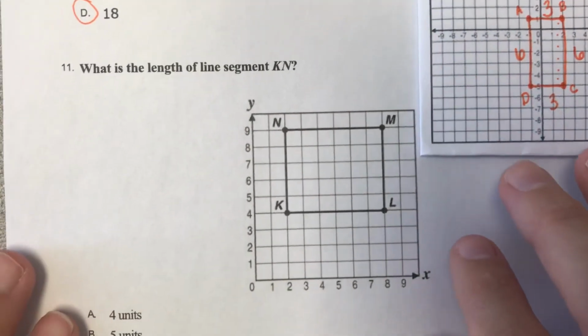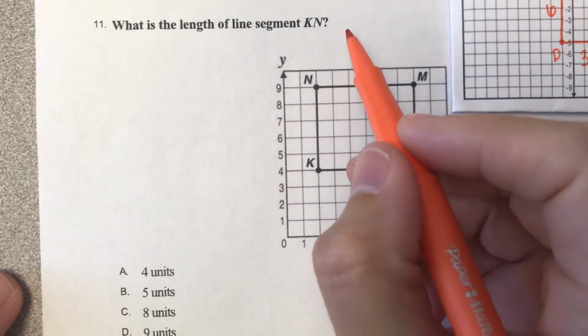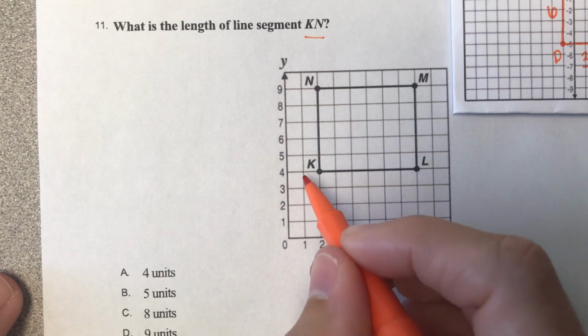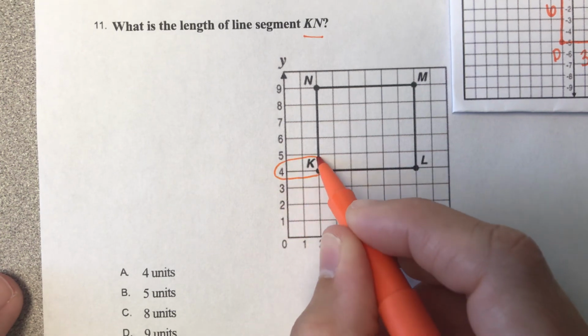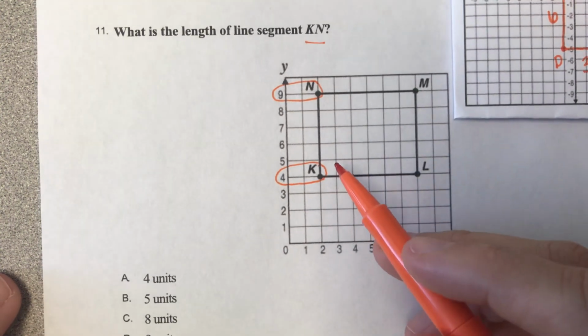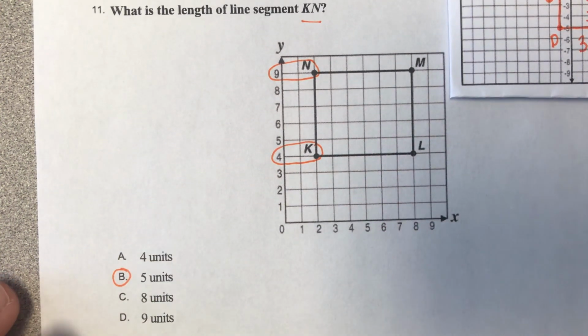Okay, another question asking about the length of a segment. All right, this one wants to know about KN. So from K to N. So if you look at it, K is at 4, N is at 9. So from 4 to 9, my distance would have to be 5. So that length is 5.